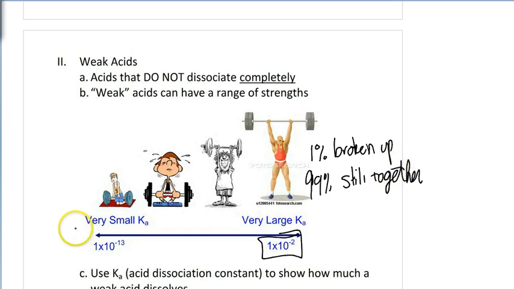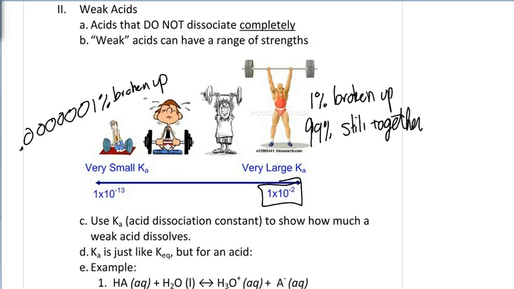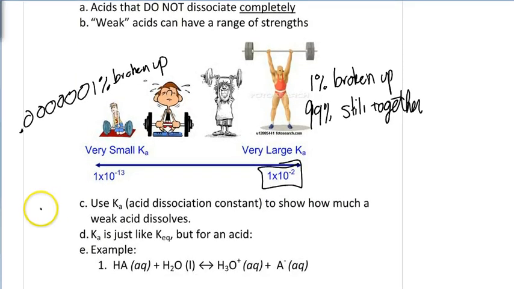On the other hand, you could have something with a super duper small Ka. Something like this would have only a very small percent broken up. So we're talking on a really, really small scale here. Not very much has dissociated or broken apart, but it's enough to affect the pH in a way that we can't calculate it using our normal equations. We're going to use a Ka value to quantify how much that acid has dissociated. Like I mentioned earlier, this is just like KEQ, but now we're applying it to an acid.